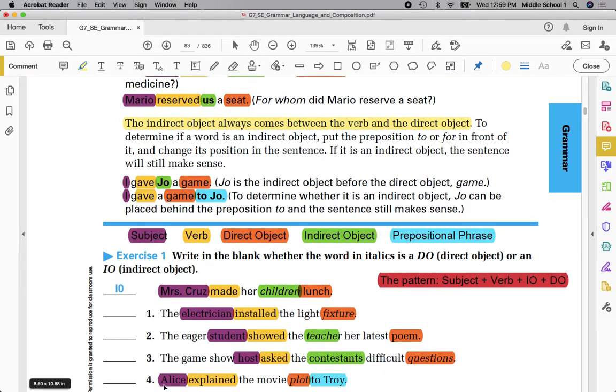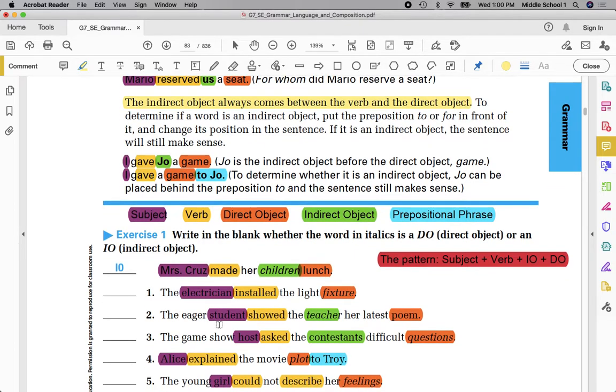Number 4. S, V, D.O., prepositional phrase. Do you notice that number 4 is like this item up here? This is just like number 4. I gave what? Game. This is a prepositional phrase. This is not an indirect object. Notice the pattern. It would have to be in this order, and it's not. Subject, verb. The italicized word is a direct object. Prepositional phrase.